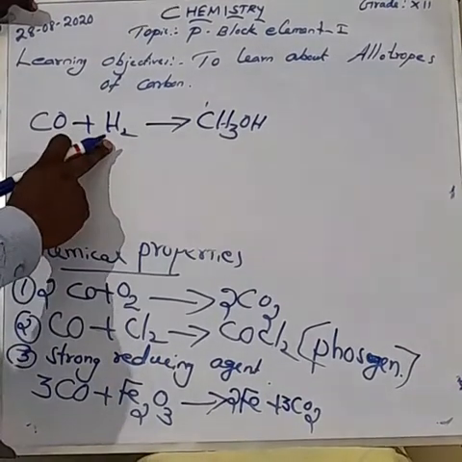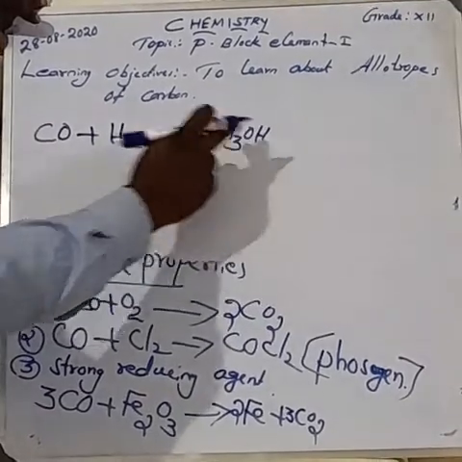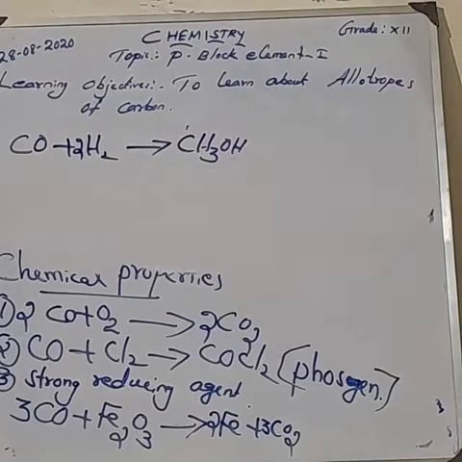Here having 2 hydrogen, here having 4 hydrogen. So make it 2 here. Now the equation is balanced.